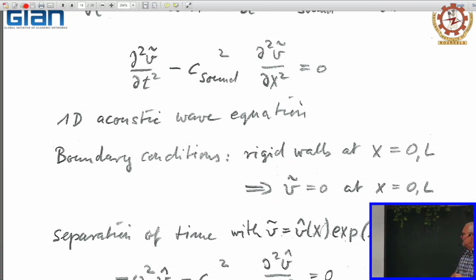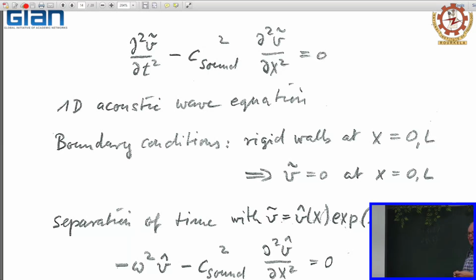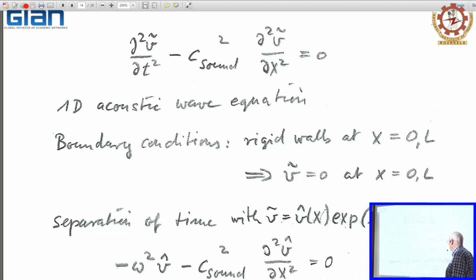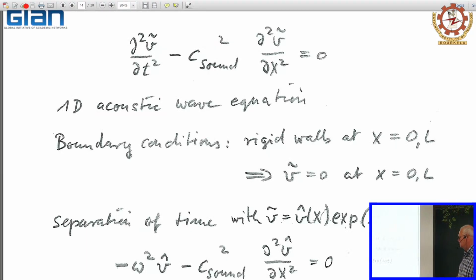We separate the time dependence in the same way as we did for our star. So we write that the Eulerian perturbation of velocity is given by some function which only contains the spatial dependence, times an exponential in time containing some free parameter, which, similar to our pulsating star, we call the eigenfrequency omega. So we write the time dependence as an exponential of i omega t.